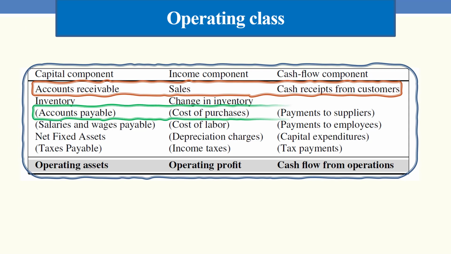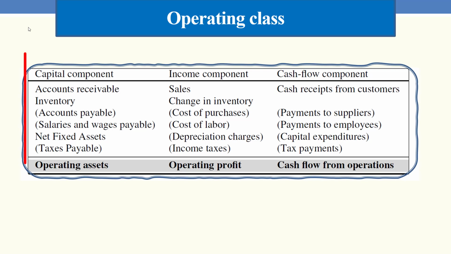Same with accounts payable, but accounts payable represent a debt, an operating debt. It represents the company's obligations toward the suppliers. And this debt, this obligation, increases by the cost of the supplies purchased by the firm in the period, and at the same time it decreases by the amount of cash paid by the firm to the suppliers.